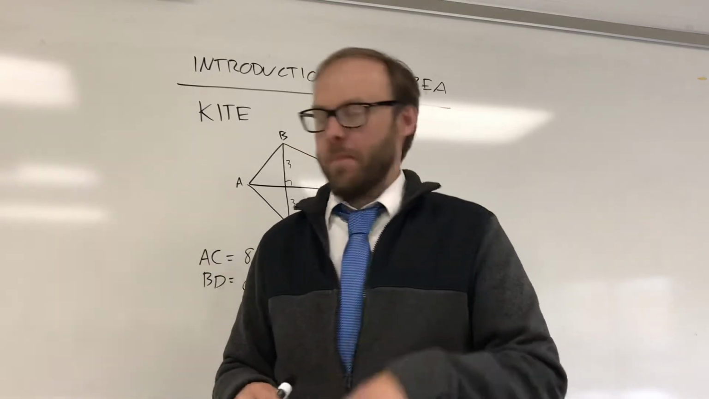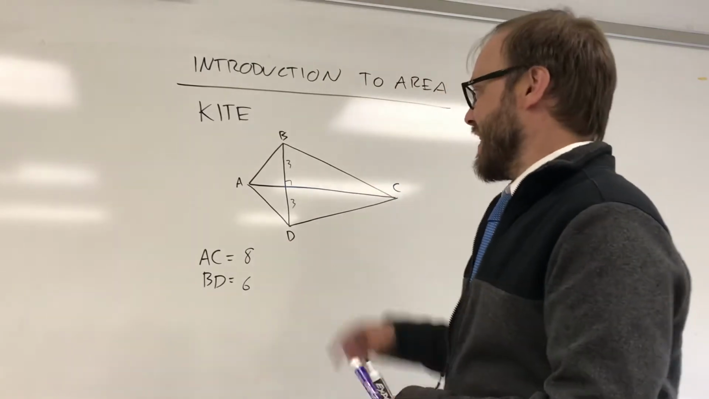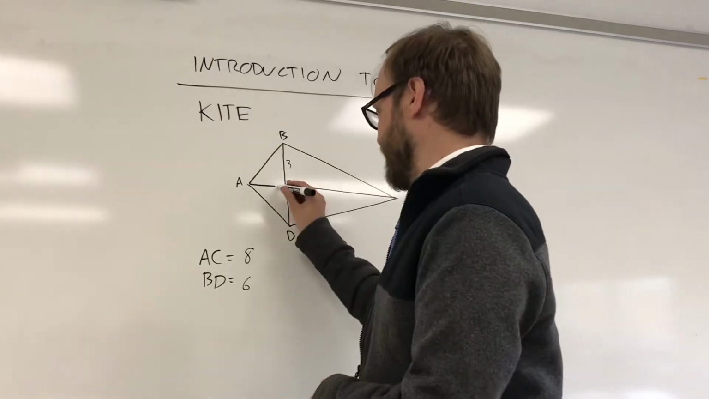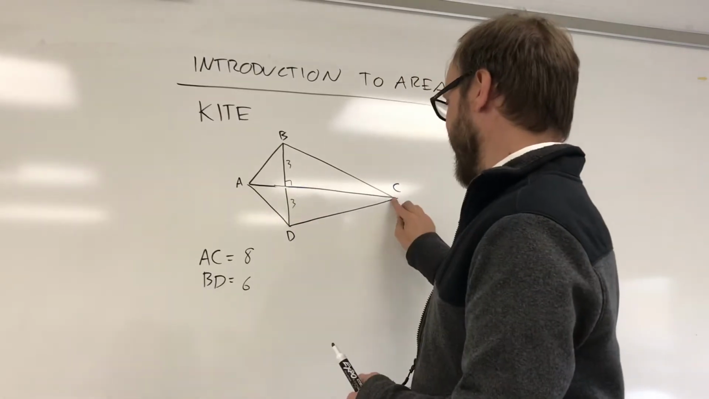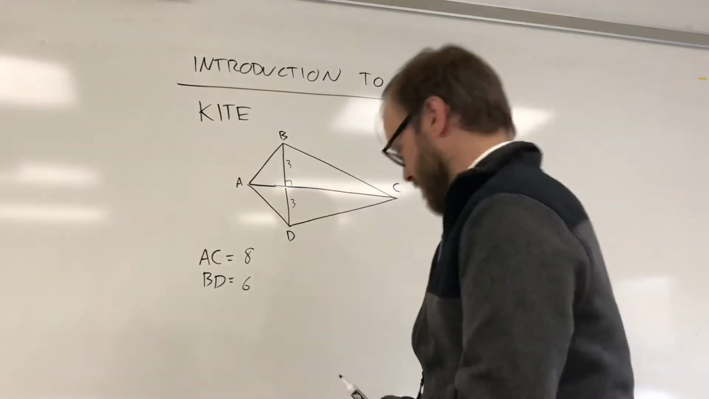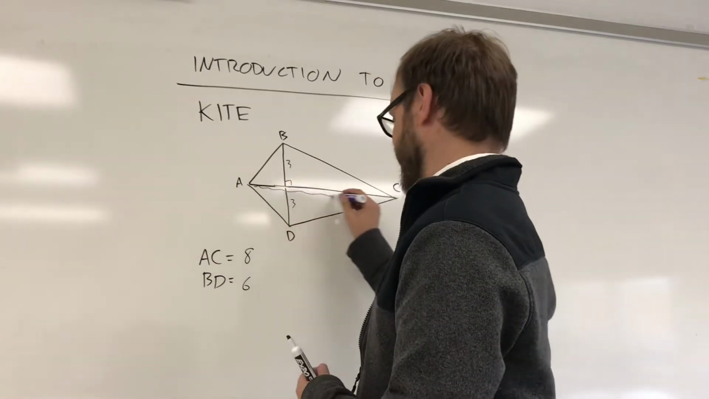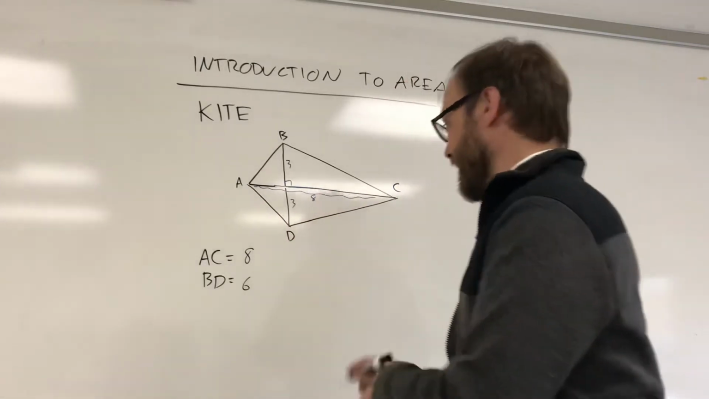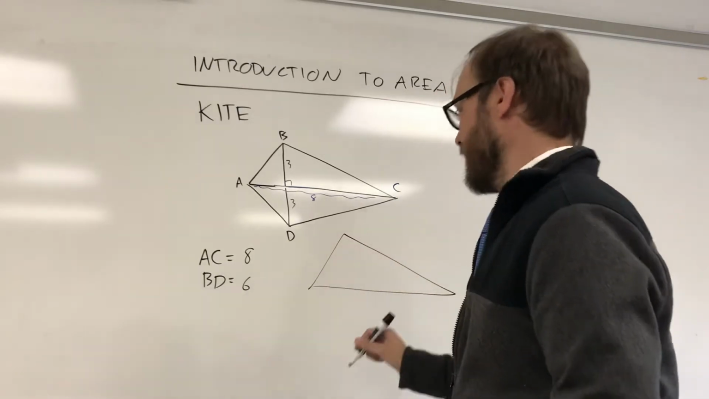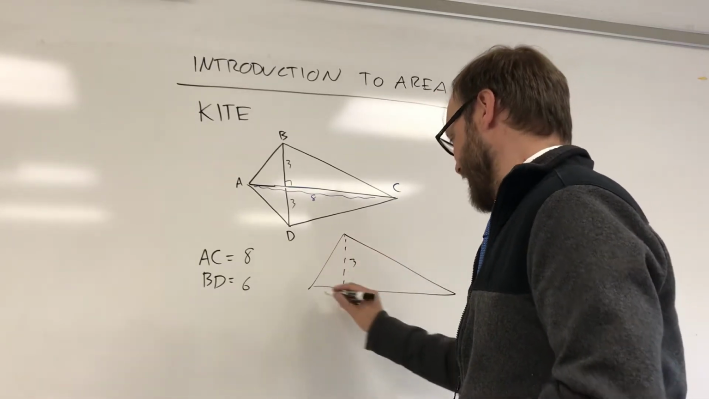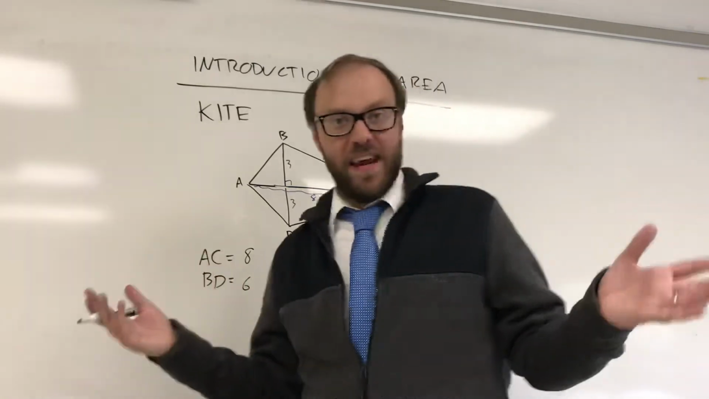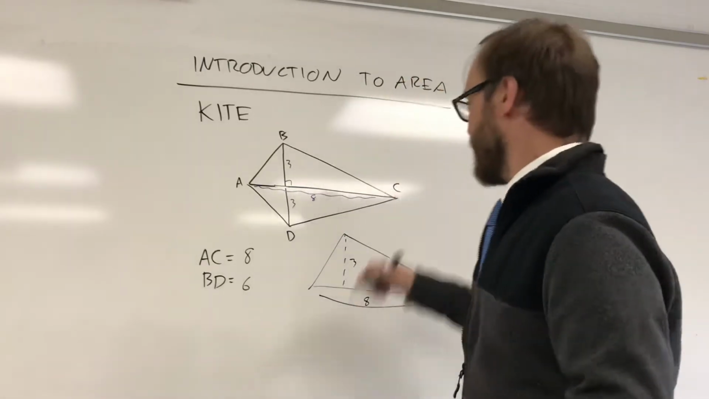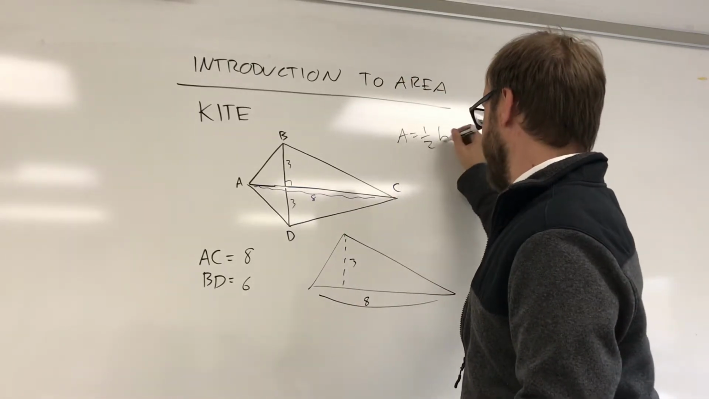So here's what I'm going to do. I realized that ABC by itself is a triangle, and I know how to find the areas of triangles. So I'm going to find the area of this upper triangle. This whole base, no matter how it's broken up, has a length of 8. So triangle ABC is really a triangle that has a height of 3 and a base of 8. I can find that area and just double it to get the area of the whole kite. The area of a triangle is half the base times the height.